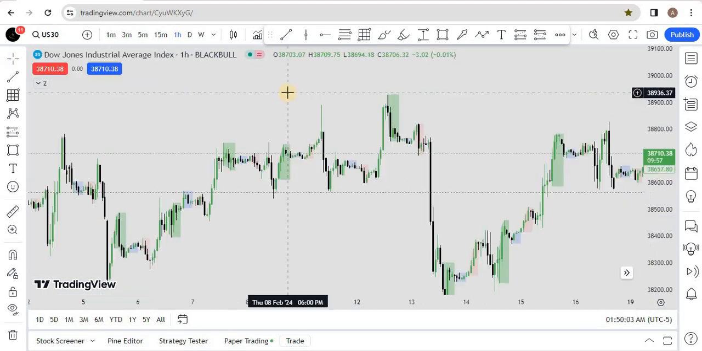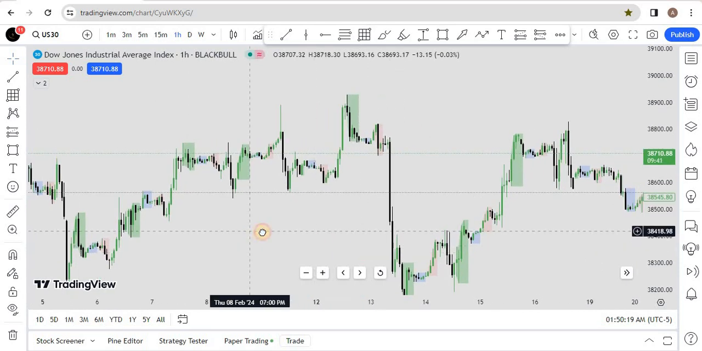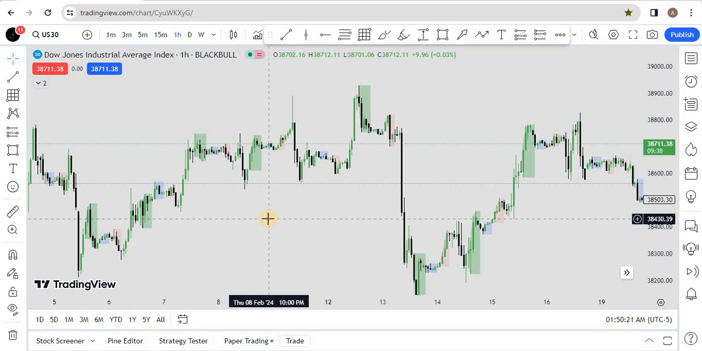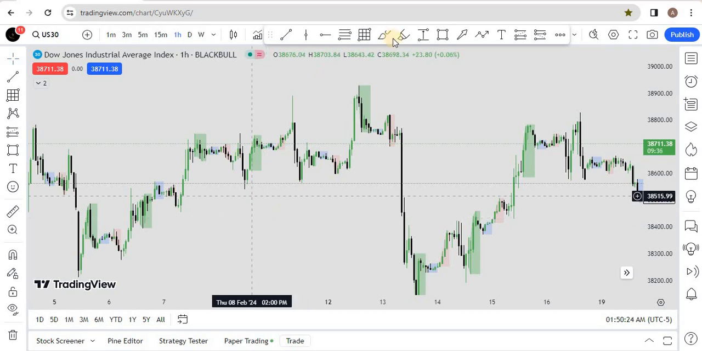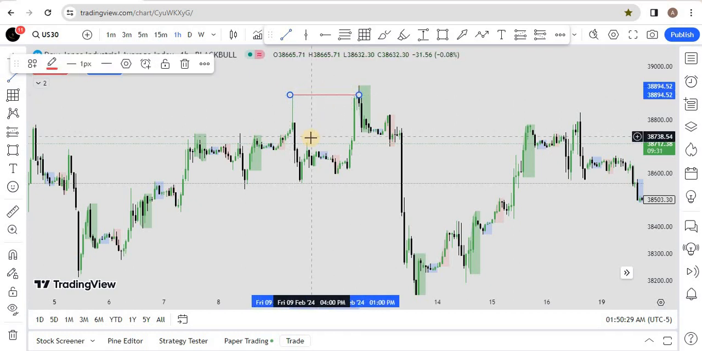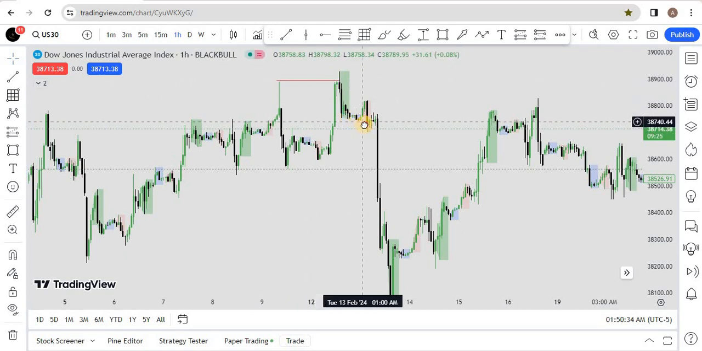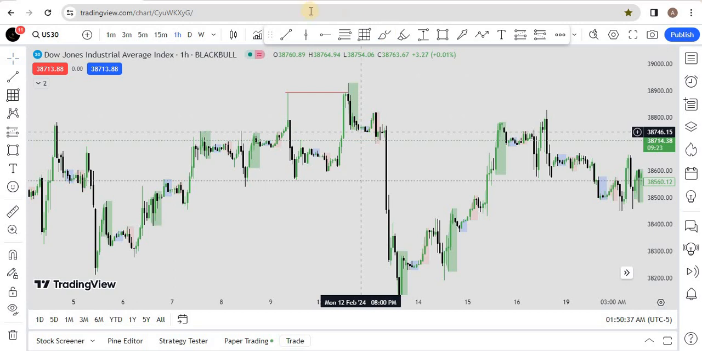So let's get started. We are here on a 1 hour US30 chart. I suggest you pause the video and watch what is in the chart. Some of you never pause this video. Liquidity swept, right? Okay, market break of the structure here, right?